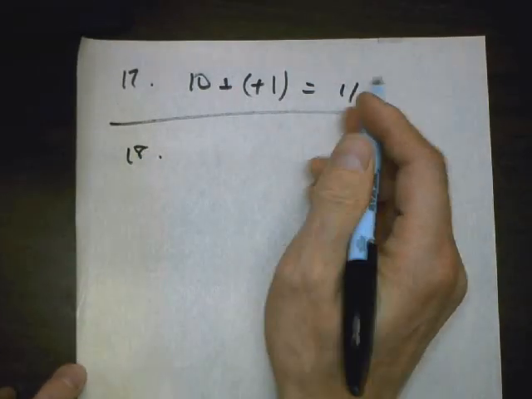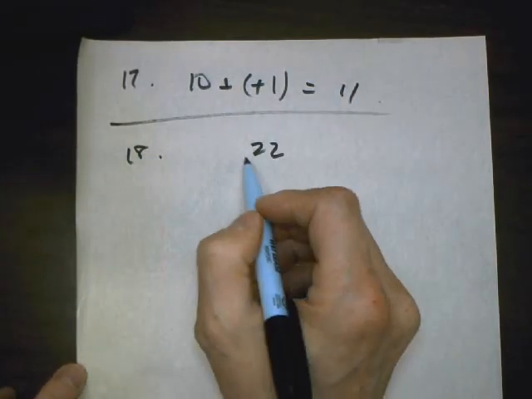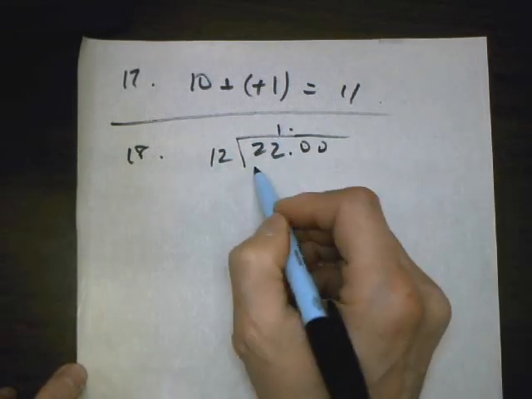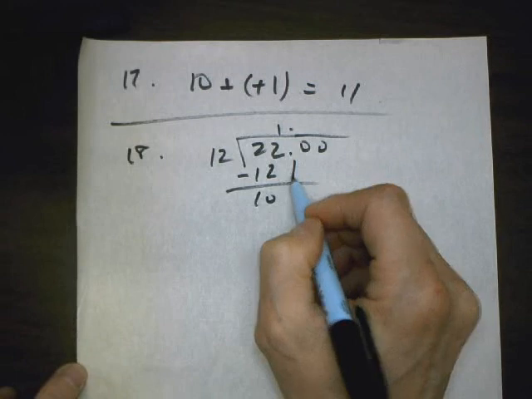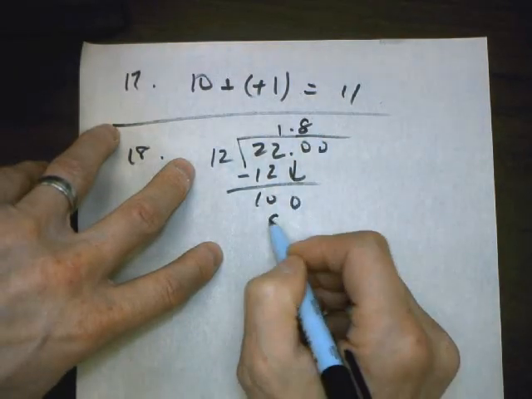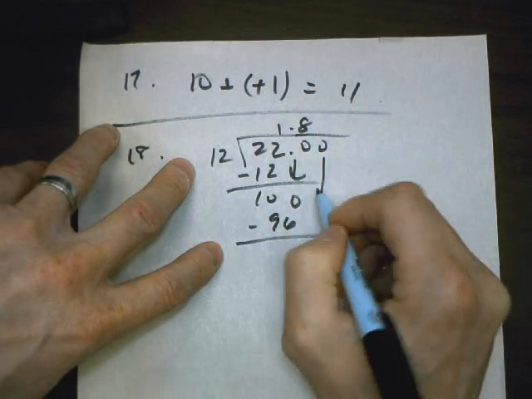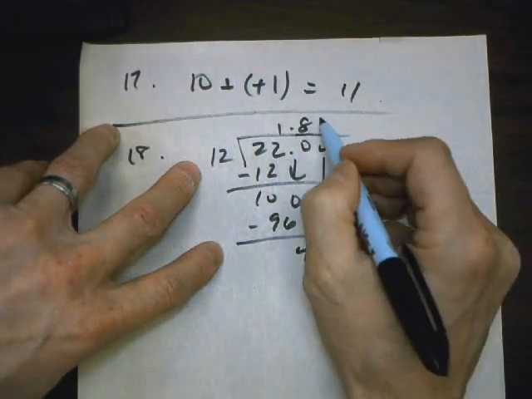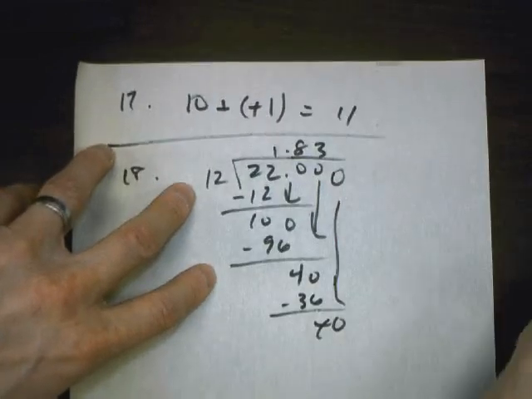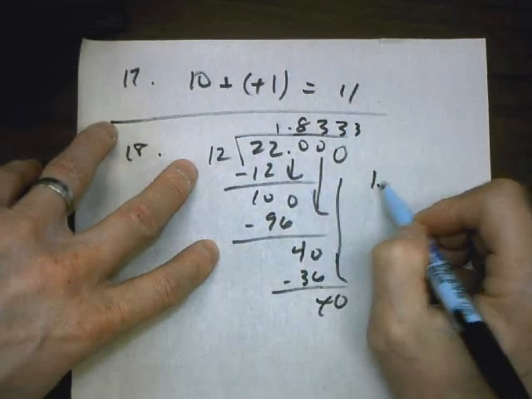Number 18 says, write the fraction 22 over 12 as a decimal. So I go in and out, put my decimal, add some zeros. 12 goes into that one time. Subtract, drop that down. 12 goes into 100, I think 8 times. That's like 96. Subtract that. 12 goes into 40 like 3 times. That's 36. And we're going to have a repeating decimal. It's going to keep going 3, 3, 3.